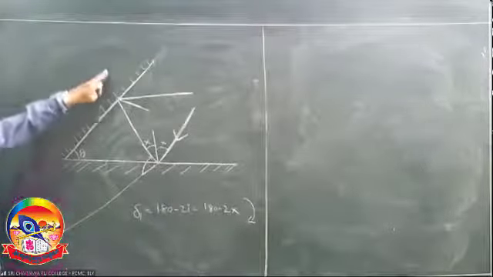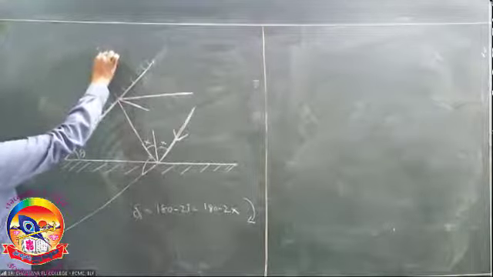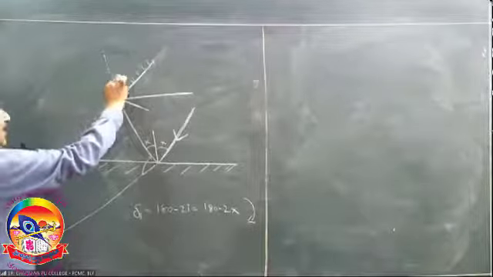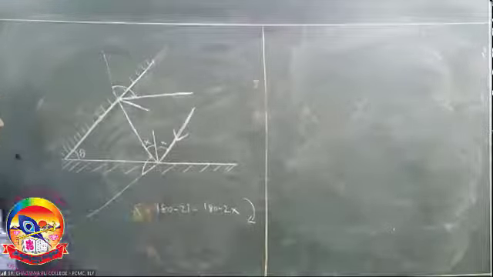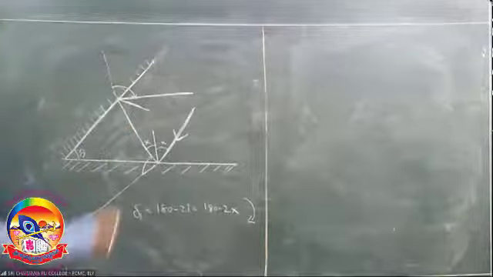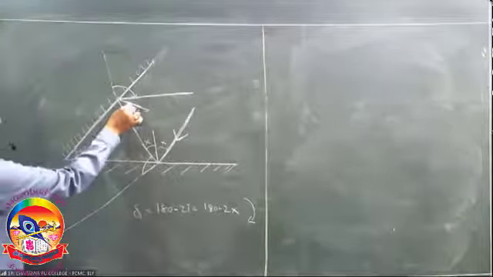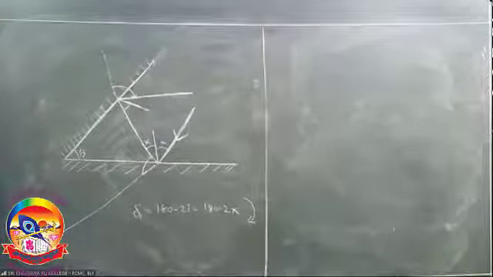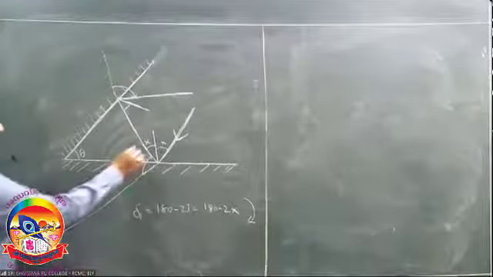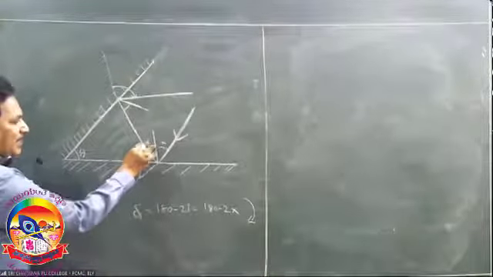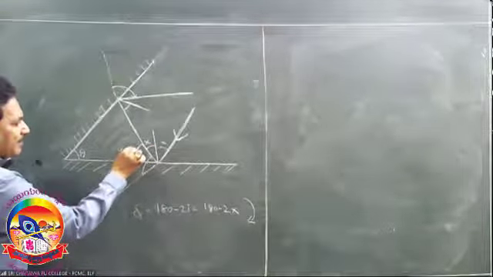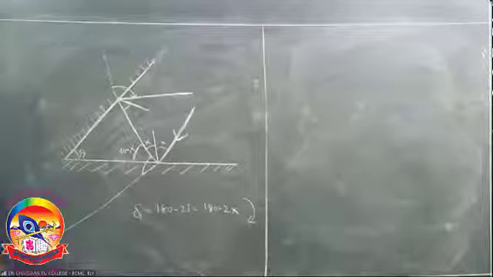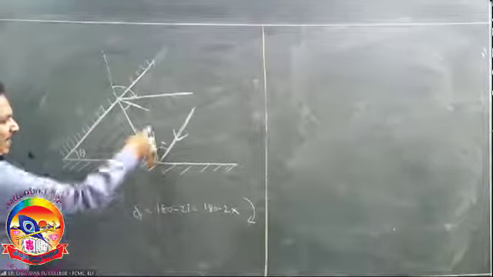If I want to calculate the deviation at the second mirror, I have to find this angle first. Then only I can find it. Using geometry, what is this angle? This angle is equal to 90 minus i, so 90 minus x, because between this line and this line the angle is 90.